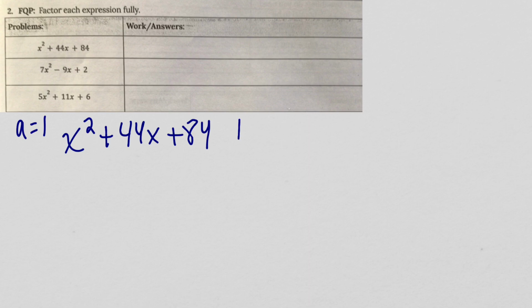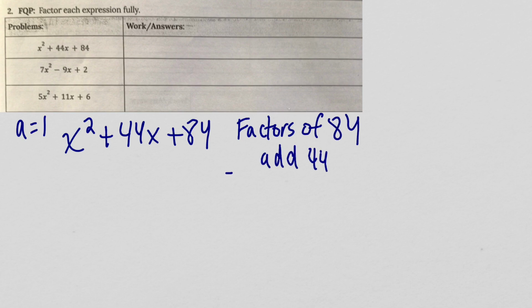All right, taking a look at factoring quadratic polynomials. We know it's a quadratic because it's got x squared there. We had 2 types where a was 1. So the first one there, my a is definitely 1. It's x squared plus 44x plus 84. So we are looking for factors of 84, and they have to add up to positive 44. So most obvious is 2 times 42, because at the same time they add to 44.